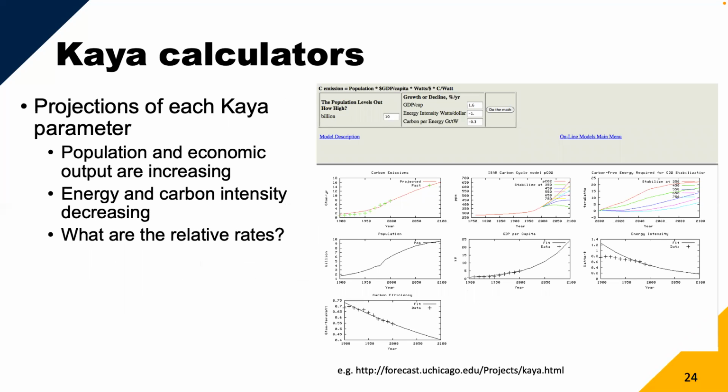There are some easy calculators for this type of thing. For the Kaya equation, I would encourage you guys to take a look at this, and you can play around with the parameters and see how things get affected. So projections of each of the Kaya parameters, what happens as I shift the population and economic output, what happens when I change energy and carbon intensities. They're really easy to modify here. And then you can see a whole bunch of impacts associated with your assumptions.